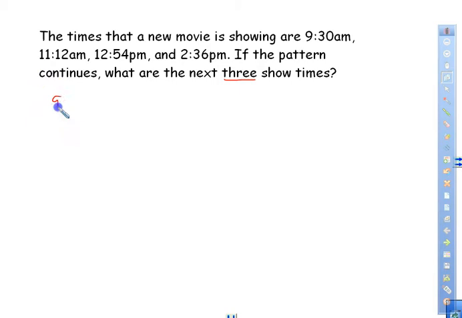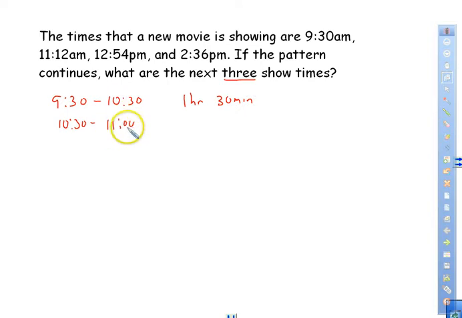So working from 9:30 to the next one, which is 11:12, let's work by whole hours. The next hour would give me 10:30, so there's 1 hour. From 10:30 to 11:30 would be too much, so let's go to the next whole hour, 11 o'clock. That gives me 30 minutes.